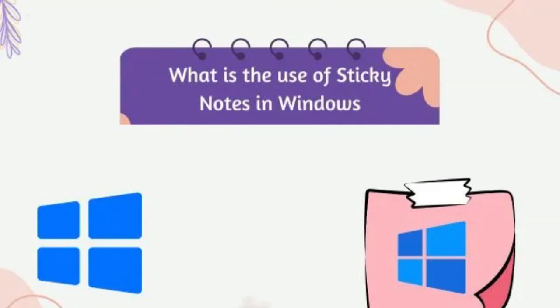If you type any information on this sticky note and shut down the computer, you will find the sticky note exactly where you left it when you open your computer. This way you don't need to remember which drive you saved the sticky note in. It always stays on the desktop.